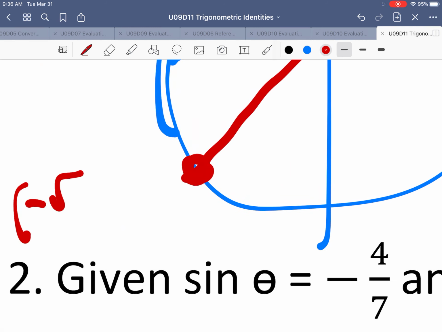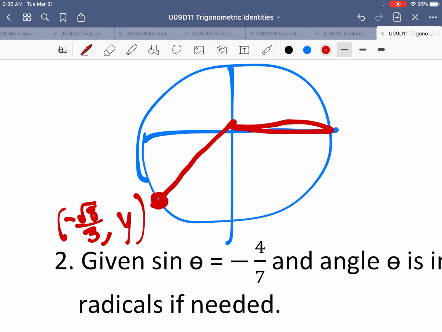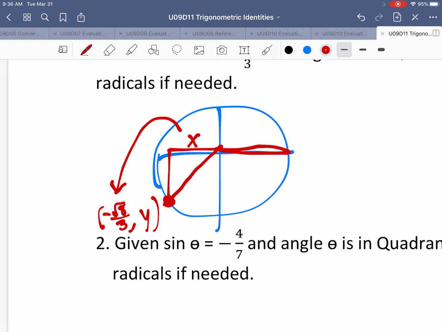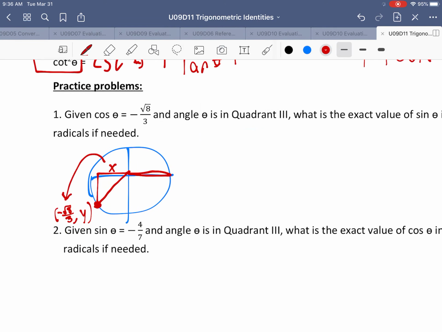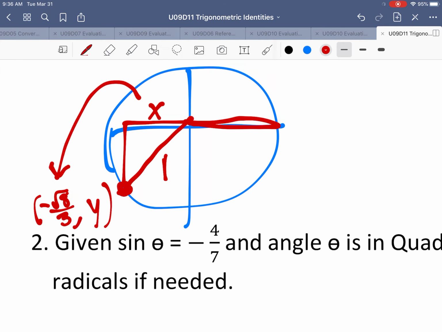So negative radical 8 over 3, comma, y. We don't know what y is, but that is our sine value. So that means this distance here, which is our x value, is negative radical 8 over 3. This is on the unit circle, so this is 1. So we can use the Pythagorean theorem to figure out what y is.